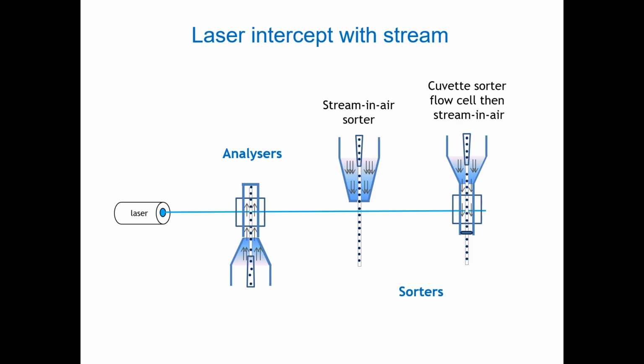The stream is from the top through a nozzle, and the laser intercepts the stream as it passes through air, so some of the fluorescence is lost as it passes through air to the detection system. And finally, we have the hybrid sorters, which combine the optical advantages and sensitivity of the quartz flow cell with the stream in air that's necessary for sorting.